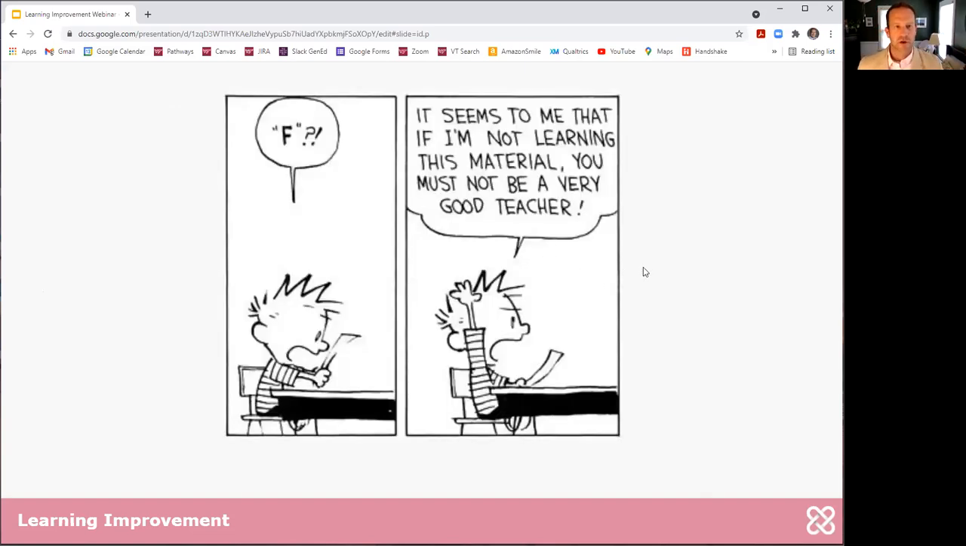First, this is what I think of when I think of alignment. I love Calvin and Hobbes. "F, it seems to me that if I'm not learning this material, you must not be a very good teacher." We get a lot of that on end of course evals and these surveys and assessments. You go, that's not quite how it works, but I'm also not going to discount Calvin. That grade a proper evaluation of what he should be learning, et cetera, et cetera. So it brings up some good questions.